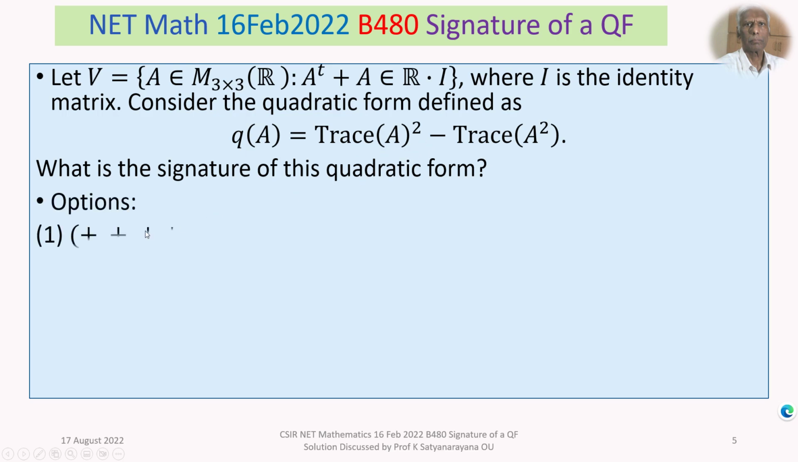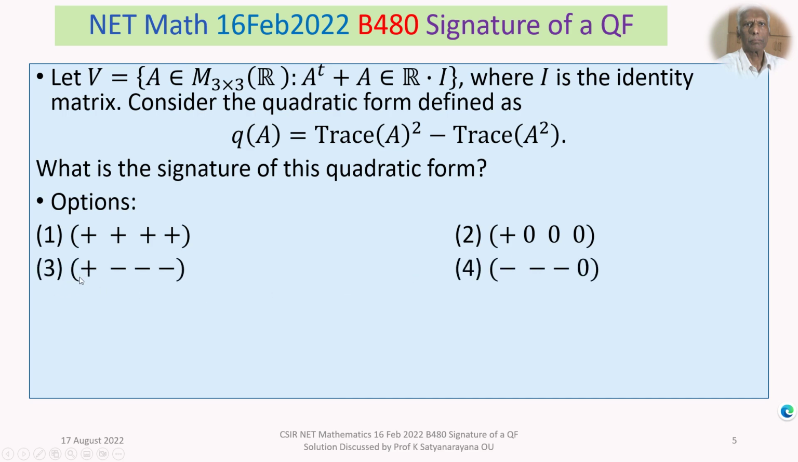We are given four options. Option 1: plus, plus, plus, plus. Option 2: plus, 0, 0, 0. Option 3: plus, negative, negative, negative. Option 4: minus, minus, minus, 0.